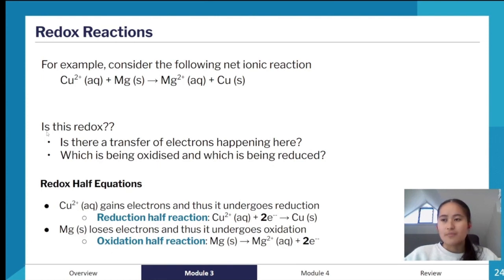So all of that I just said can be summed up into these half equations here. So if you just look at those, you'll see that copper plus 2 electrons, so that's a gain, that's reduction, it becomes copper solid. Then magnesium is oxidized, so it loses 2 electrons. So together it's a redox reaction.